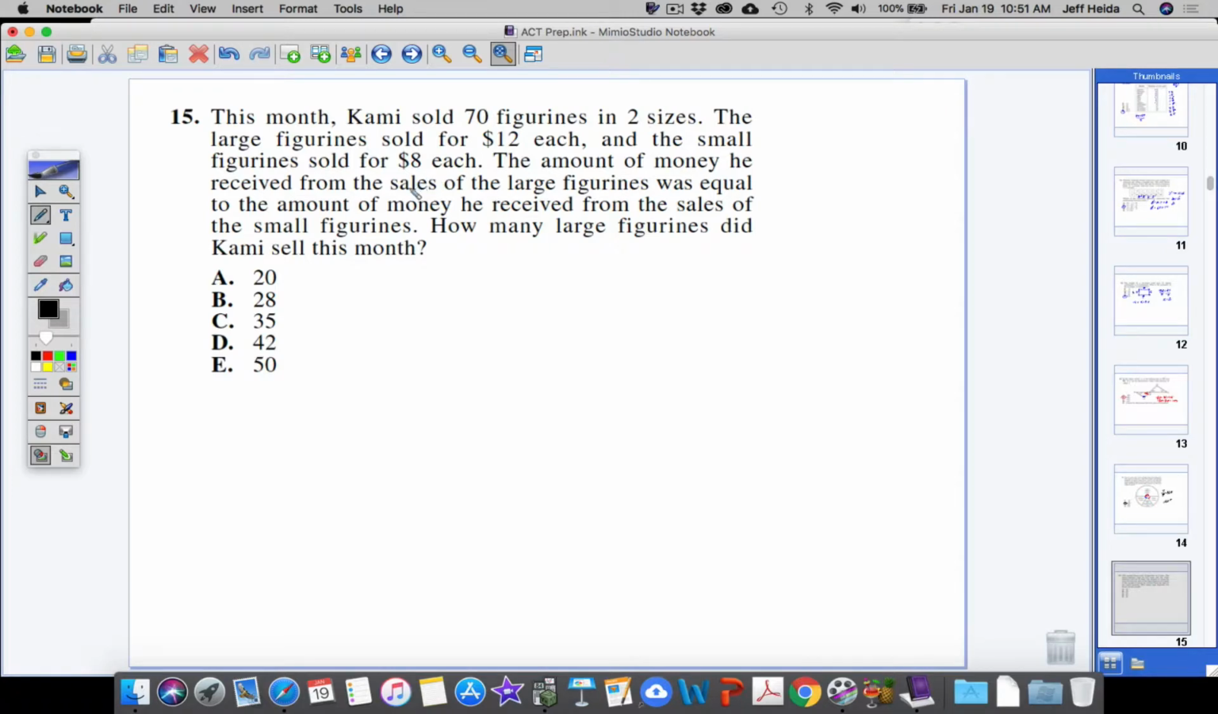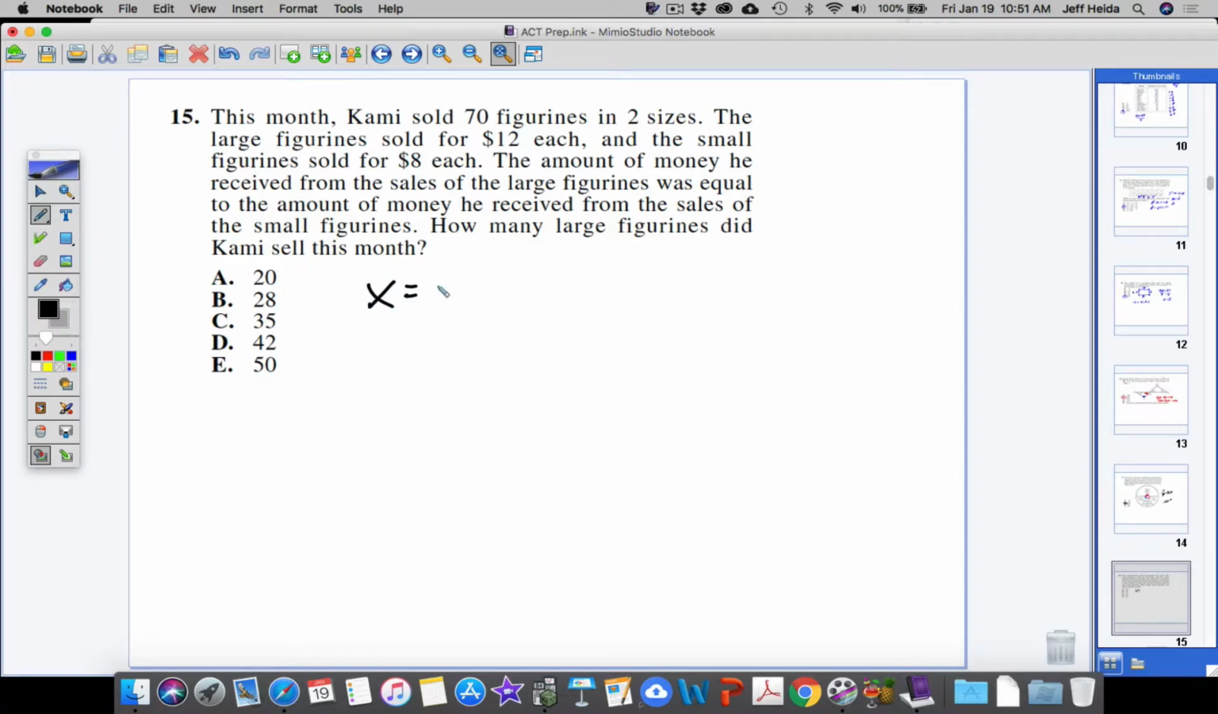Problem 15. This month, Cami sold 70 figurines in 2 sizes. The large figurines sold for $12 each and the small figurines sold for $8 each. The amount of money he received from the sales of the large figurines equals the amount of money received from the sales of the small figurines. How many large figurines did he sell?